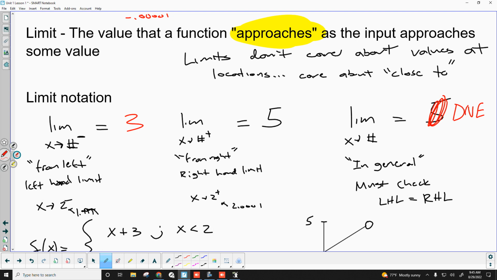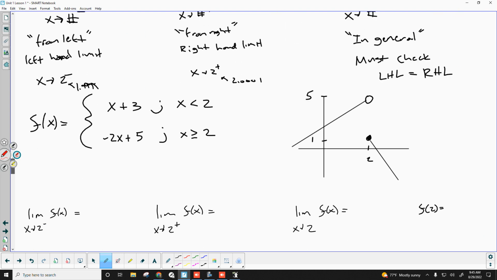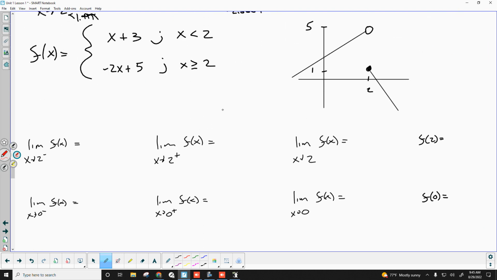Cool. Now, we're going to go back to the same situation. I already have a graph. We can answer all of these questions either by looking at the graph or by doing what we just did, which was plugging into our piecewise functions, depending on which piece we're using. Let's see if you can answer these questions. Go. And if you're like, I don't get it, ask your neighbors.